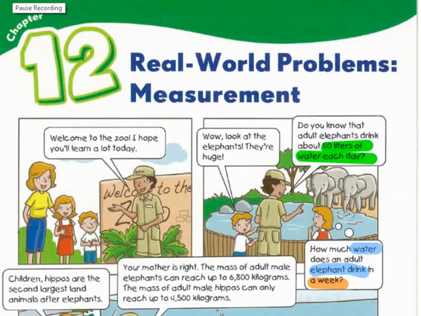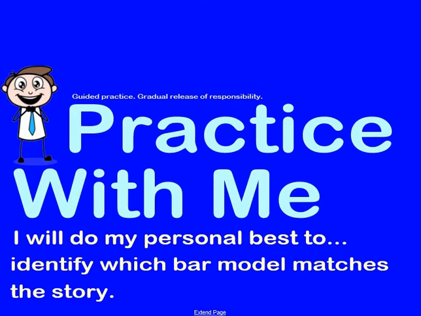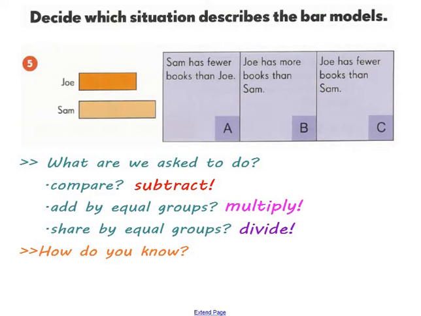Okay, so in the previous video, we learned about the different kinds of bar models and what they look like. Right now, I want you to practice with me identifying which bar model matches the story. So we know that we're really good at figuring out story problems. What we're learning now is how to use bar models to help us with the story problems.